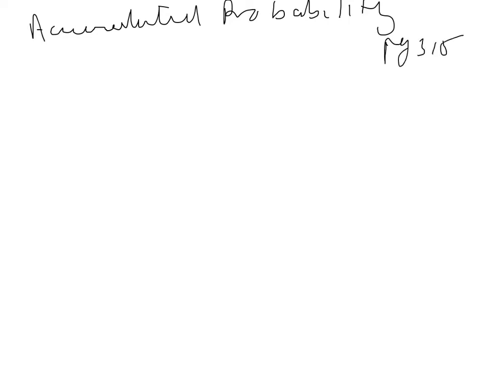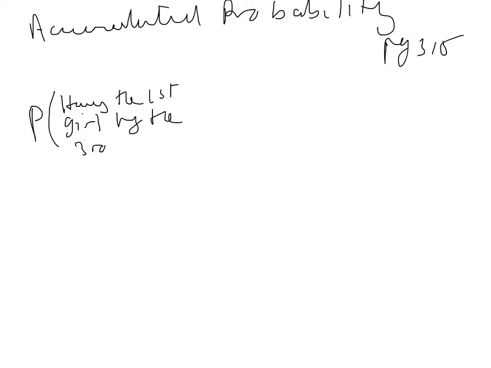Alright, well, part of the trouble was definitional really, and you need to have them worked out before you start illustrating, so I'll do exactly that. Okay, so here it is: the probability of having the first girl by the third birth.